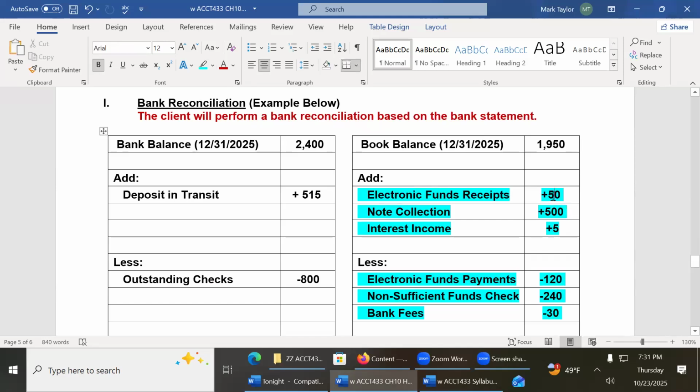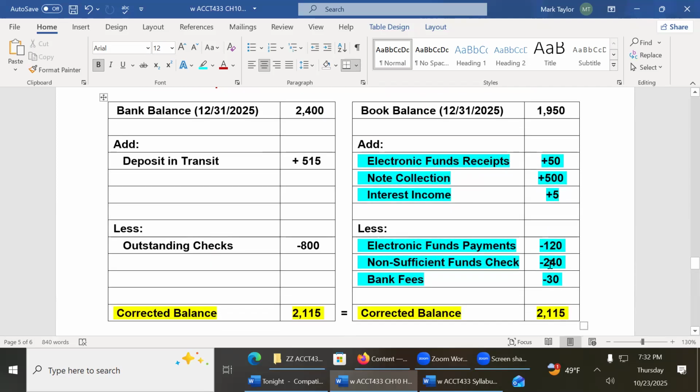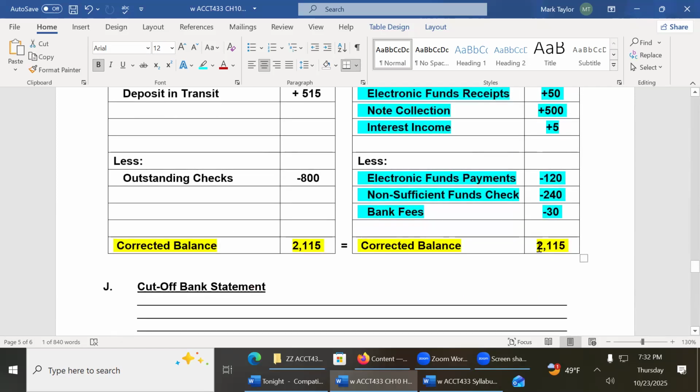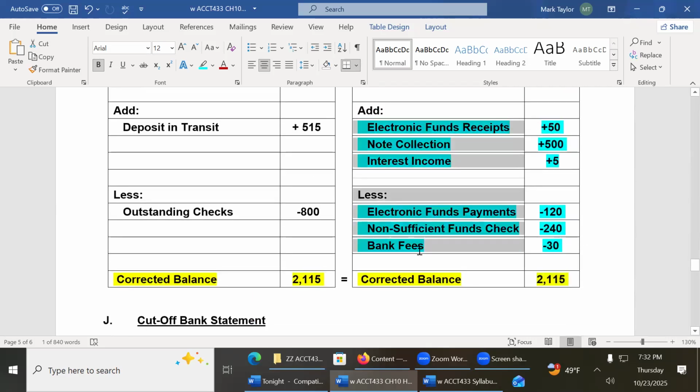You know, electronic funds transfer, that's not going to be in your checkbook. You didn't write a check. Collection of a note will often not be something they'll tell you immediately. It will show on the bank statement that you got it. Interest income, you don't know what that is until it shows up on the bank statement. So all the stuff on this side is stuff that the book doesn't know about, and you have to correct the book. So the book shows that they have 1950, they really should have 2115. All of these will be journal entries. You'll make journal entries for all of these.